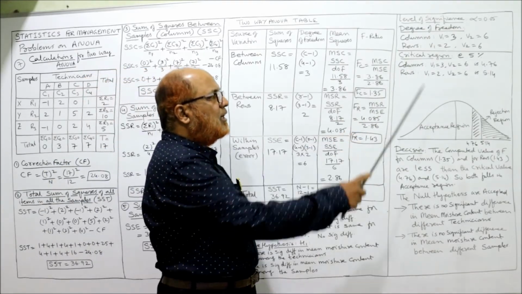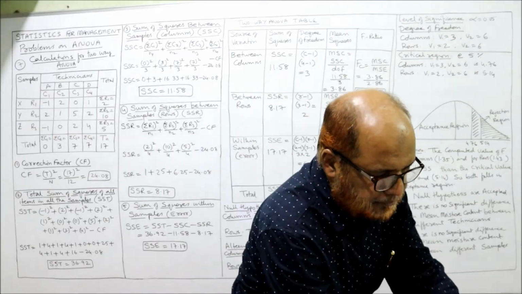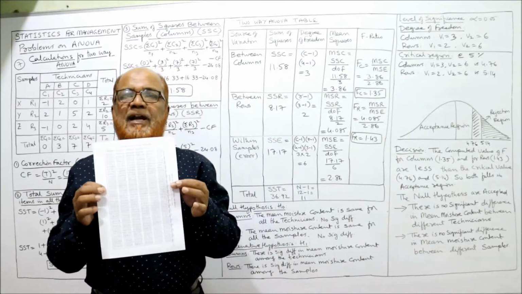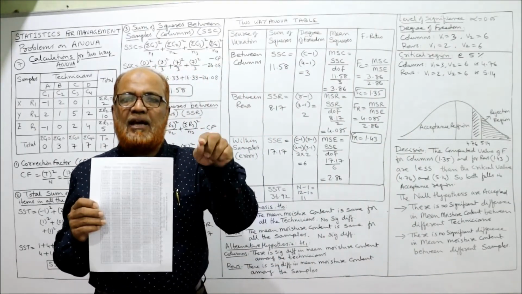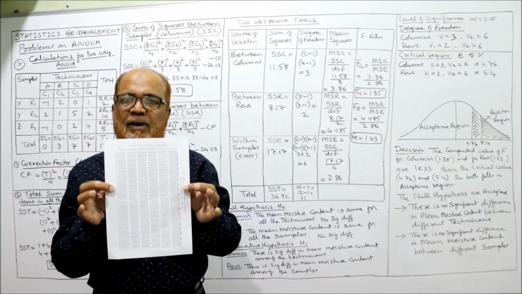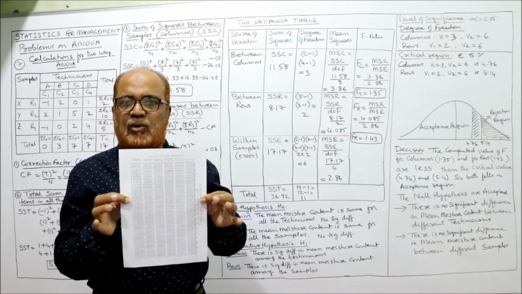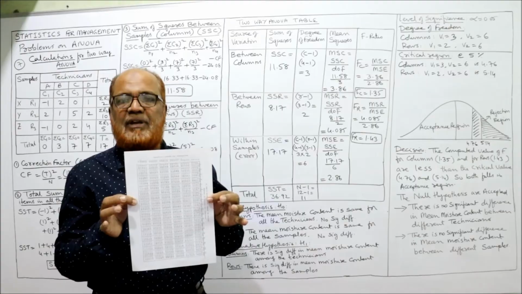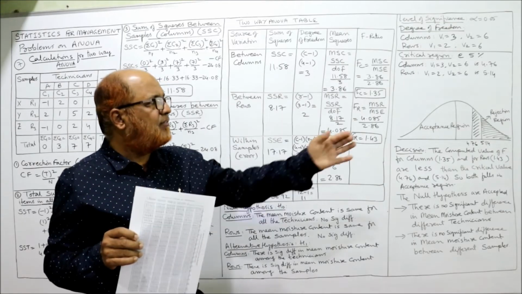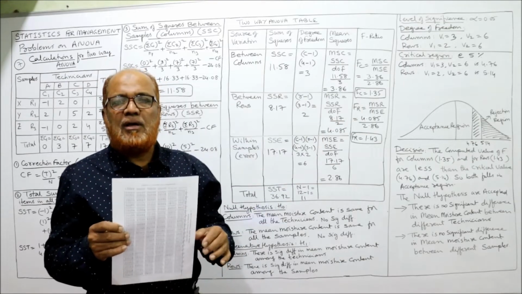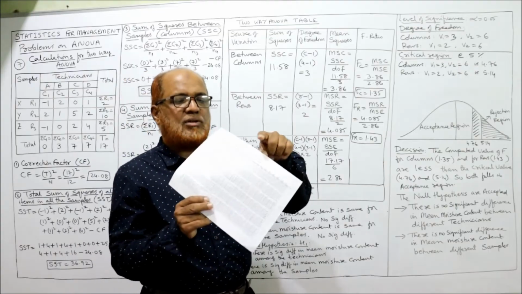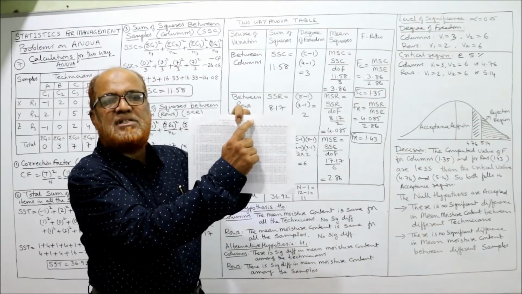Now we find the critical region, the table value. I have provided a PDF of this table in the link under my description. Take a printout and keep it ready. In the examination also you can carry this table, the F table. Without this F table we cannot give the conclusion.